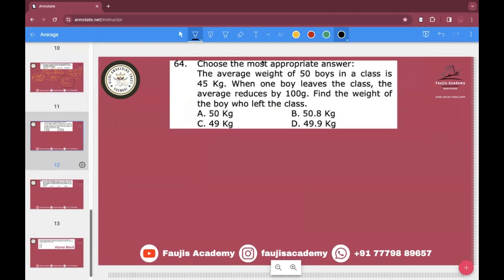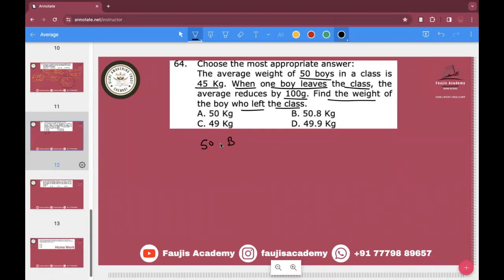Choose the most appropriate answer. The average weight of 50 boys in a class is 45 kg. Tarun, in chat, you tell me: if one of the boys leaves the class, the average reduces by 100 grams. Find the weight of the boy who left the class. Okay, 50 boys are there.